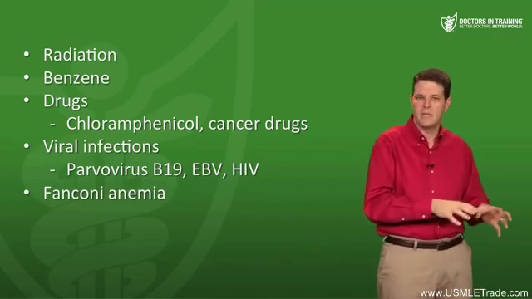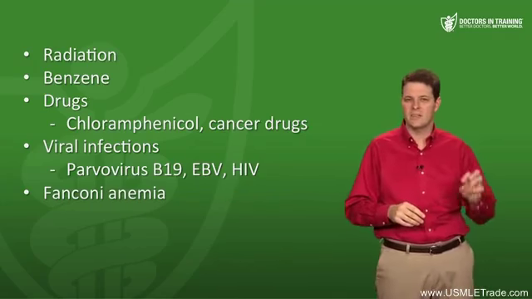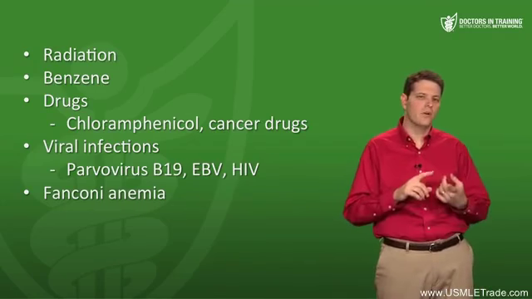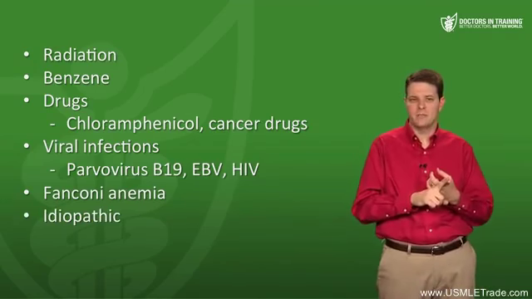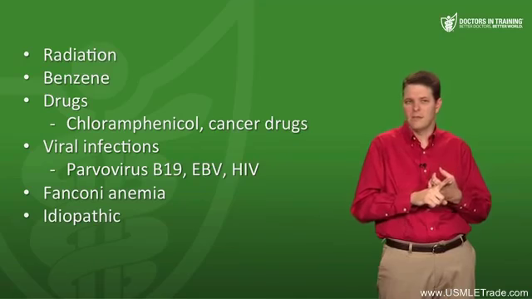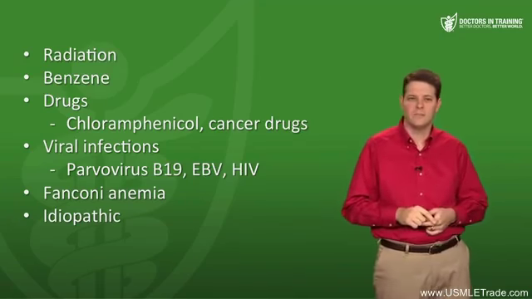This is Fanconi anemia, which is caused by an inherited defect of DNA repair. And then also idiopathic aplastic anemia. So we don't know what causes it, it just happens. And that can follow acute hepatitis.